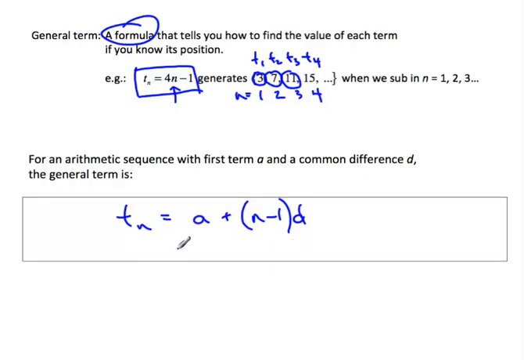So that's a formula now for any term in an arithmetic sequence. If you know the first term, you know the common difference, and you know what number it is in the sequence, you can work out what the value is. Also, given any 3 of these, you can work out the 4th.